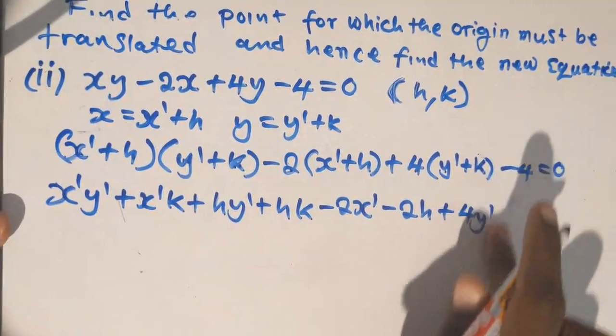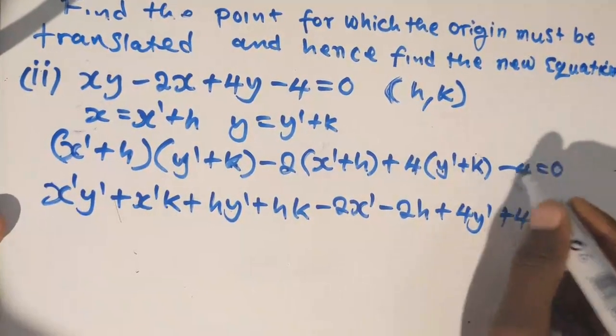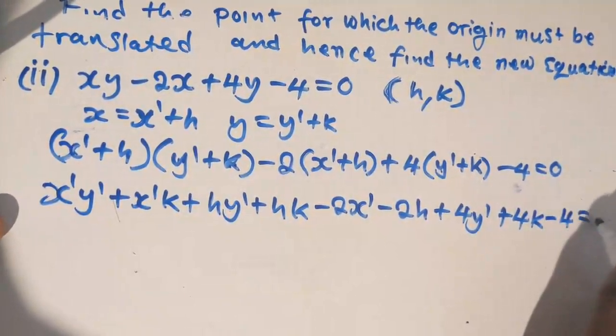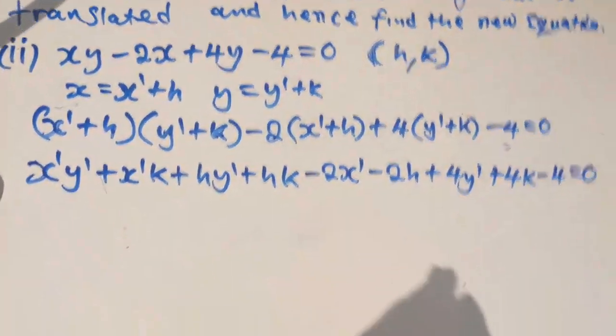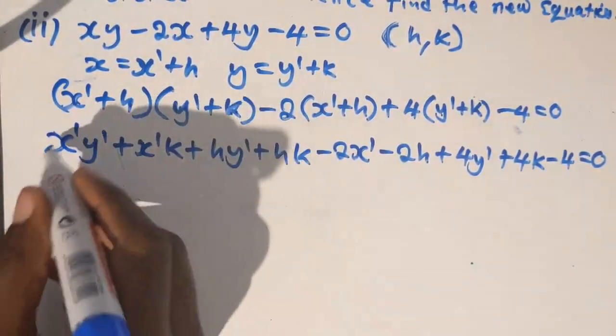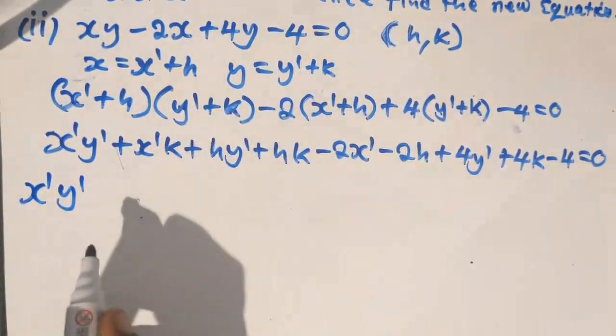So plus 4k. Then here there is minus 4, then equal to 0. That's what we're going to do. The next thing here is to collect the like terms. Those that have x prime, okay, followed by those that have y prime.